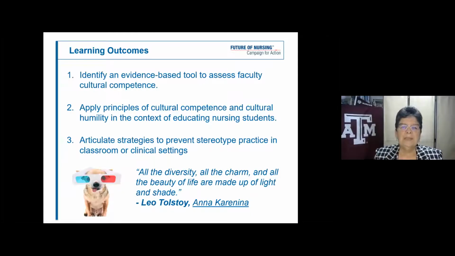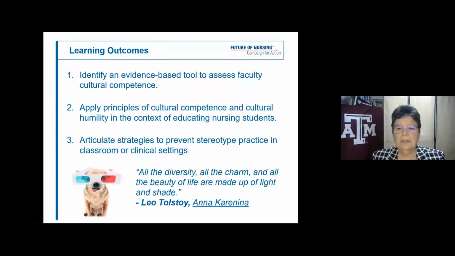By the end of the presentation, you will gain an understanding of the principles of cultural competence and cultural humility in the context of educating nursing students. More importantly, how to differentiate cultural competence and cultural humility. An evidence-based tool used to assess faculty cultural competence will also be discussed, and how it has been successfully used to explore nursing faculty perspectives when teaching students cultural competence.